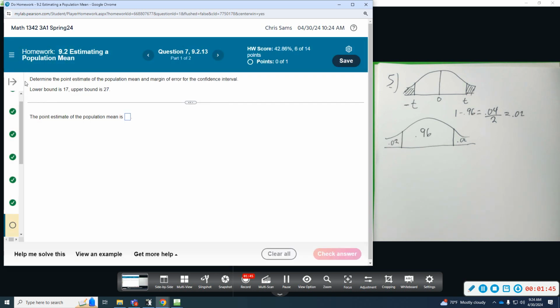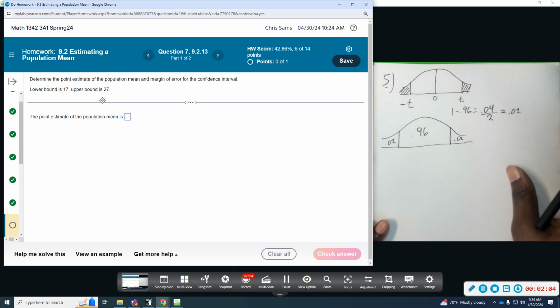Number 7, we want to determine the point estimate for the population mean and margin of error for the confidence interval. So lower bound is 17, upper bound is 27. So the point estimate is in the middle. We're adding and subtracting something. So we want to find that. All we need to do is find the middle.